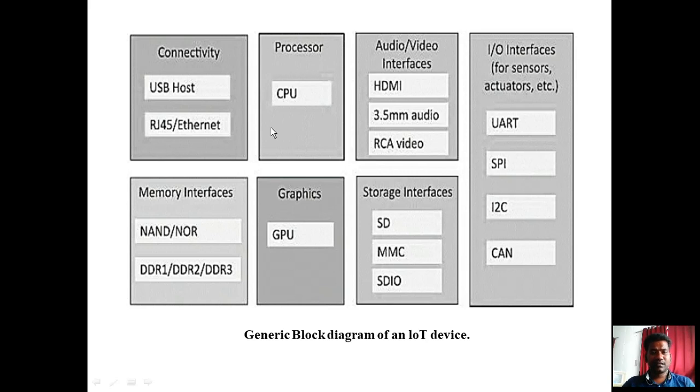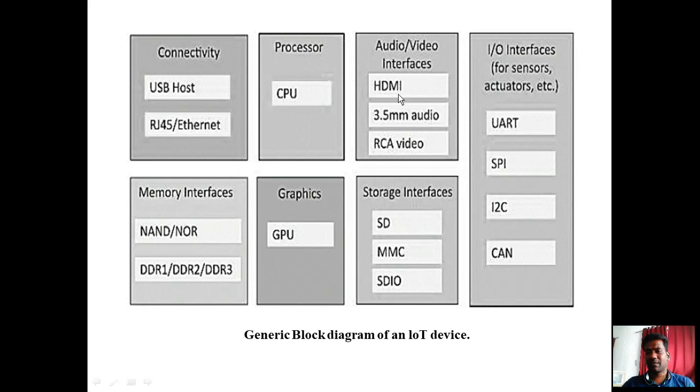Devices will be connected to the host and Ethernet. The IoT device has a central processing unit and graphical processing unit. It also has audio and video interfaces, multimedia interfaces, 3.5 mm audio and RCA video cables. It has storage interfaces, SD card and MMC, secure digital input, and mainly it has communication interfaces to connect the sensors and actuators, etc.